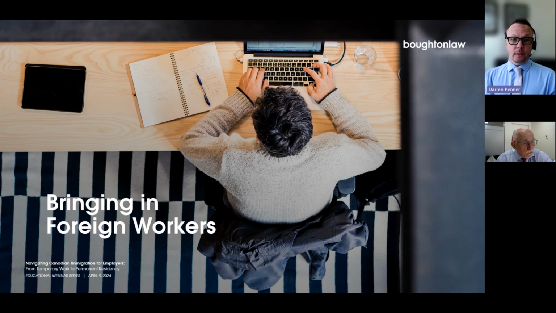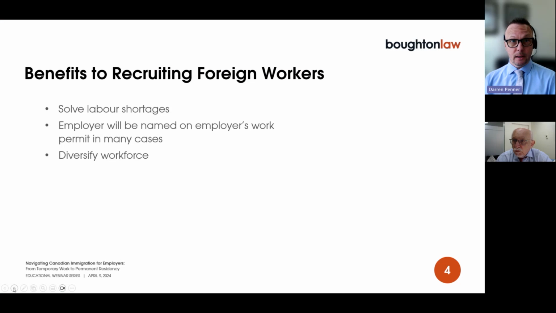Another reason that it can be a benefit is that the employer will be named on the foreign worker's work permit in many cases. Not applicable if it's an open work permit, but we'll talk more about that later. But in most cases, if you as an employer are helping someone come to Canada, your name's going to be listed as the employer on their work permit. So it's not very easy for them to go and work for somebody else. And then another benefit is just diversifying the workforce. You may have skills that are hard to find in Canada or impossible to find in Canada, and having people coming in from around the world, they bring new experiences and new skills that can enrich a place of work.